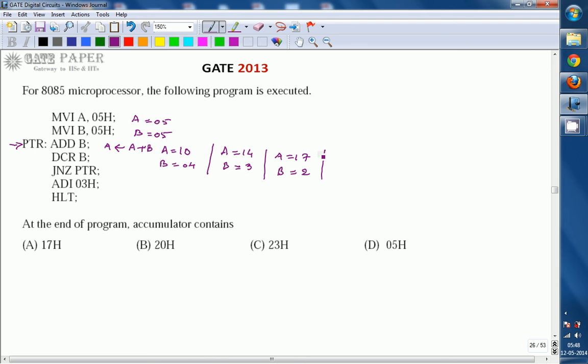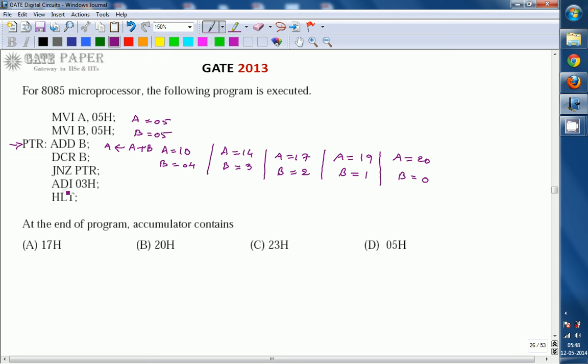At that time B is not 0, so it goes back and ADD B again: the accumulator and B values are added and stored in the accumulator, so it will be 19. Next B is decremented to 1. B is still not 0, so jump on no zero goes back to the add instruction. Again the accumulator and B are added, 19 plus 1, stored in the accumulator. Now after decrementing, B will be 0. Jump on no zero now does not go back, because B is 0, so it skips that instruction.